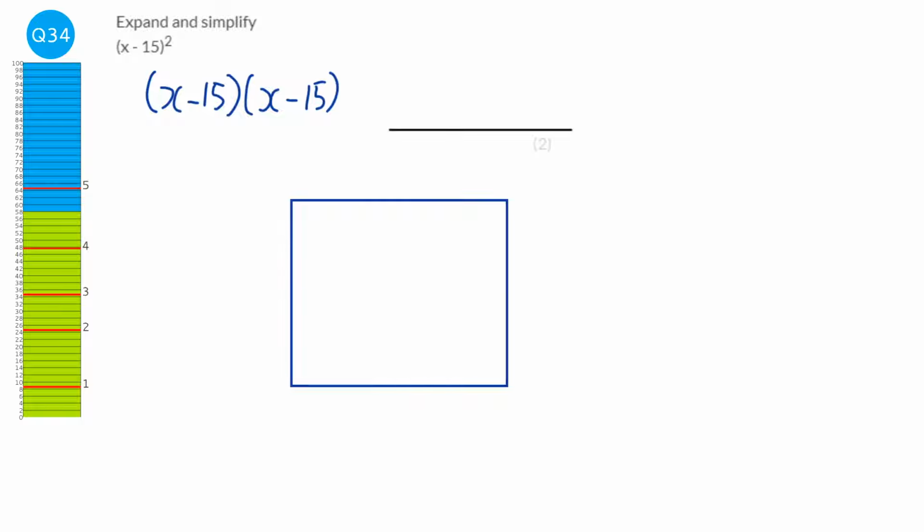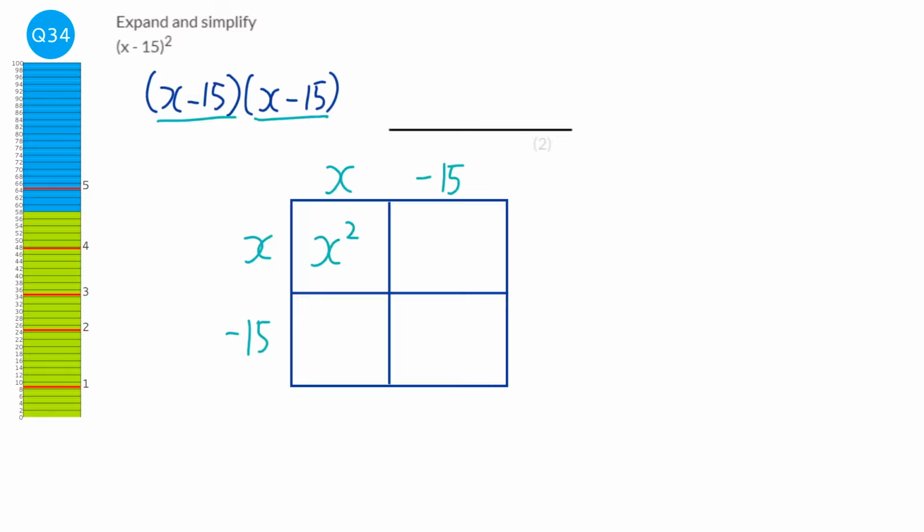We're going to do a multiplication grid, and we're going to do x minus 15 at the top, x minus 15 at the bottom. Then we're going to do x times x, which is x squared, x times minus 15, which is minus 15x, same again here, and then we've got a minus times a minus, which is a positive 225. Put all the terms together.